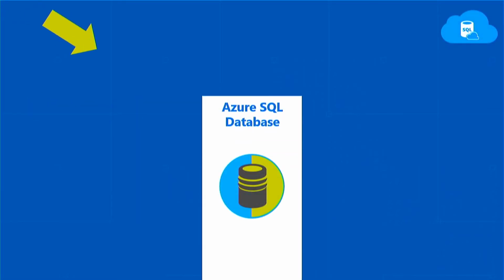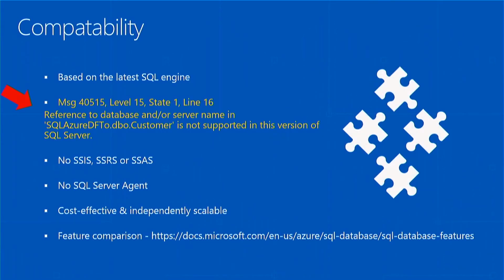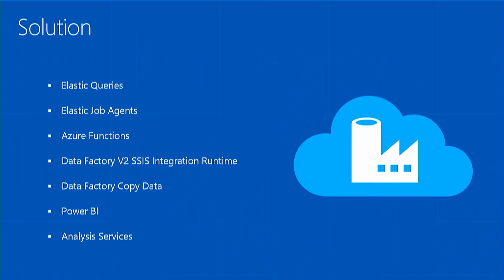So earlier we mentioned the Azure SQL database. And we mentioned that with the Azure SQL database, there were a few shortcomings. There were the cross-database queries that didn't work for us. There was no SSIS, SSRS, SSAS, or the SQL Server agent. But there are actually other services natively available on the Azure platform that allow us to bridge some of those shortcomings with the platform services.